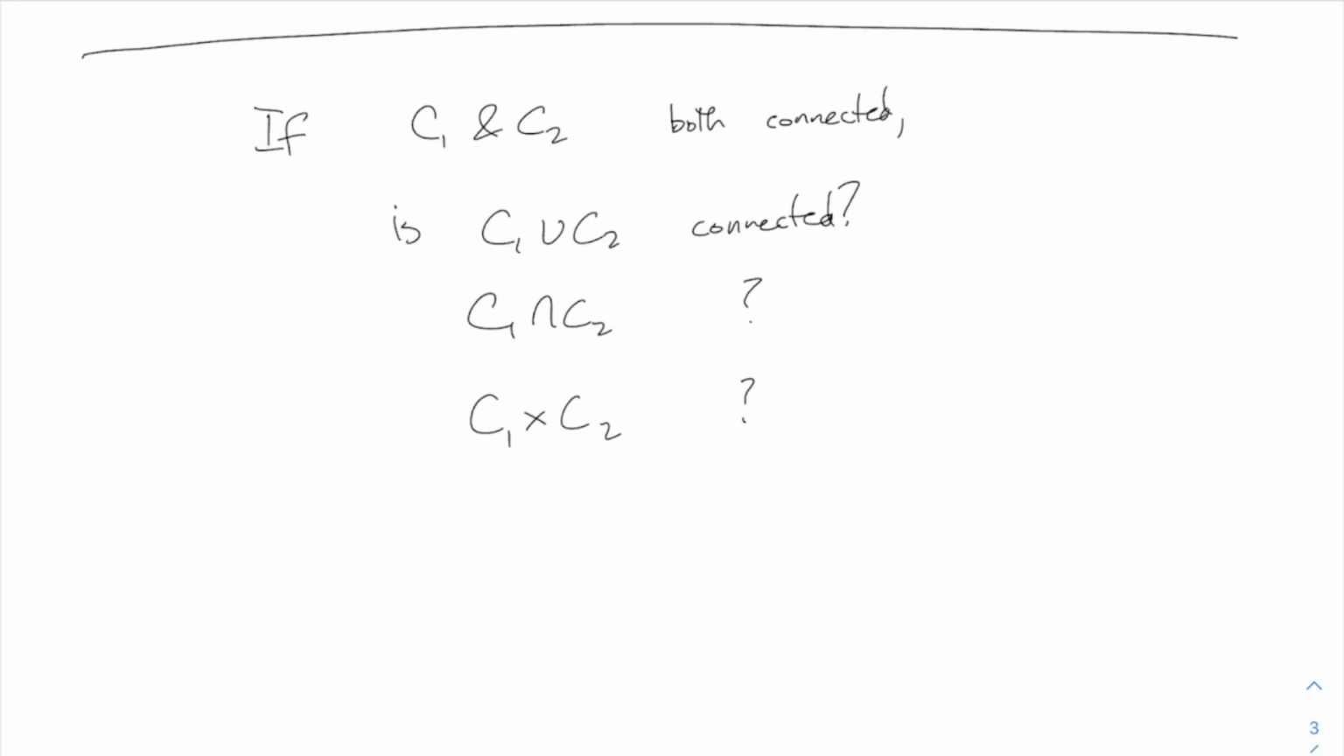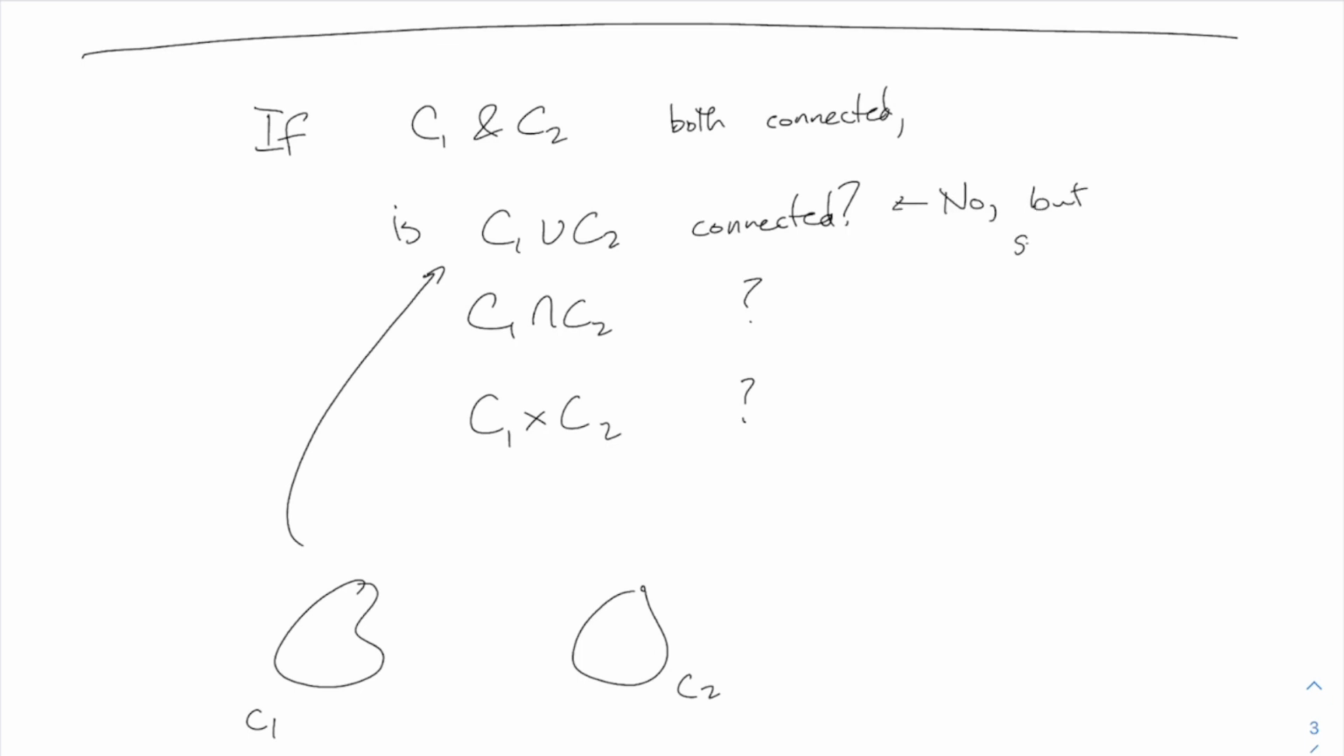I will say one thing about the first one. If I have two connected sets, is the union connected? The picture that I would naturally draw would be something like, here's C1, that's connected. Here's C2, that's connected. Is the union connected? No. Your immediate answer to that question is no. It's disconnected because it has two parts. But actually, there are some times when it is connected. So I will say no, but sometimes.